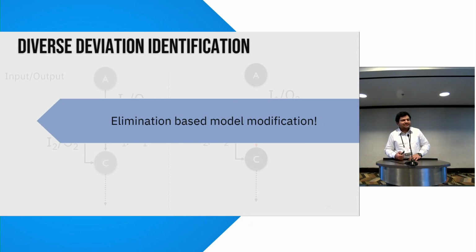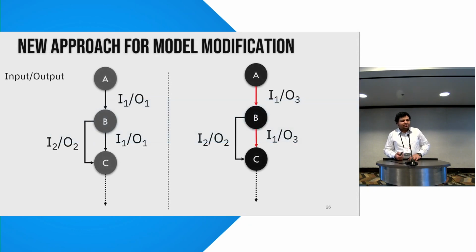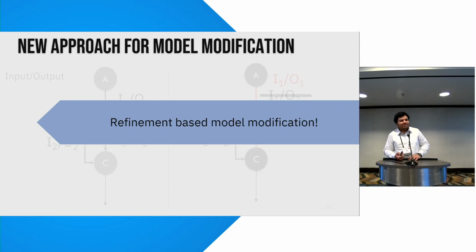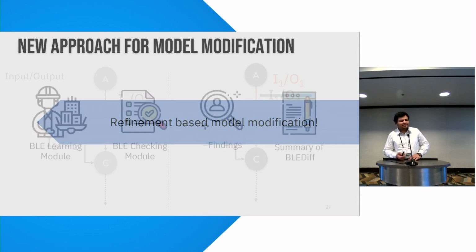So we call this elimination-based model modification. To resolve this, we take a different approach. Instead of removing the transition, we modify the output so that the same deviation is not generated again. We get a different deviation, for B to C, if we run the property again. We call this refinement-based model modification. We show in the paper a lot of evaluations on how this improves the capability of finding diverse deviations.